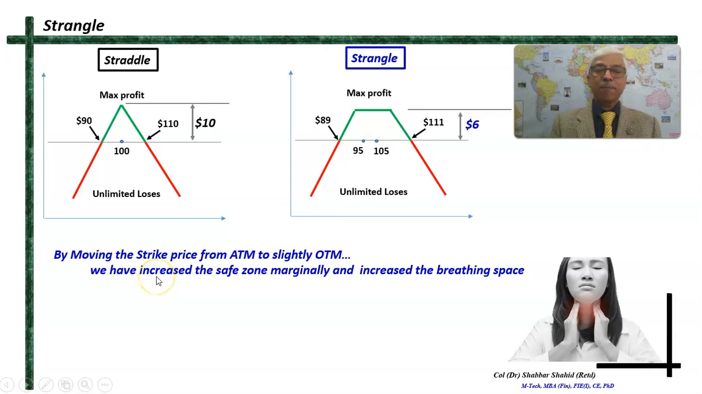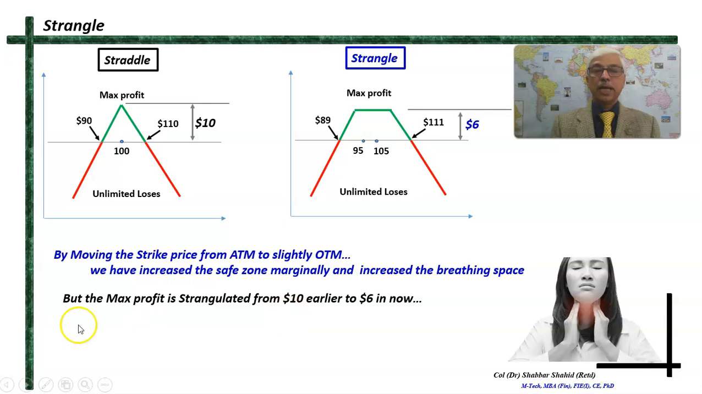Now try and understand this. By moving the strike price from ATM to OTM, moving little left and right, what have you done? You have increased the safe zone marginally and increased the breathing space in case of a strangle. In a straddle, the breathing space was less. Here the breathing space is a little more. That is what you have done. You have increased the safe zone. But the maximum profit has been strangulated from 10 to 6. Some compromise, some strangulation on the profit.